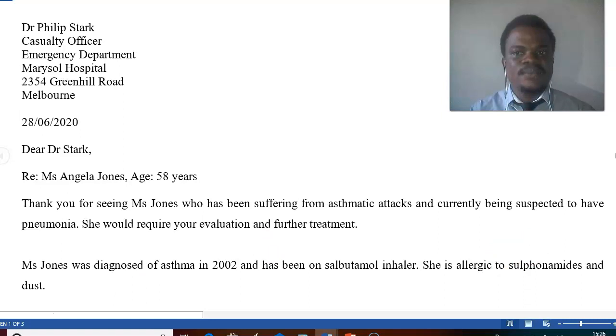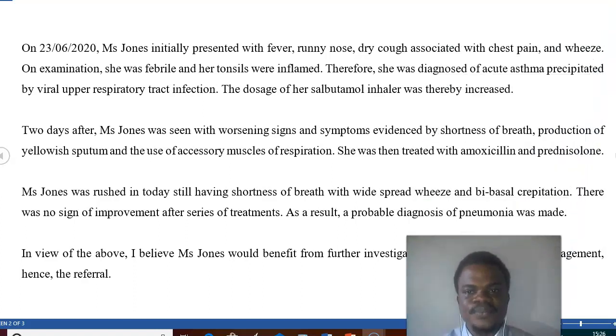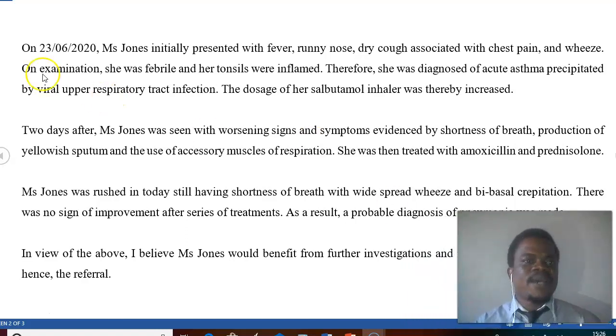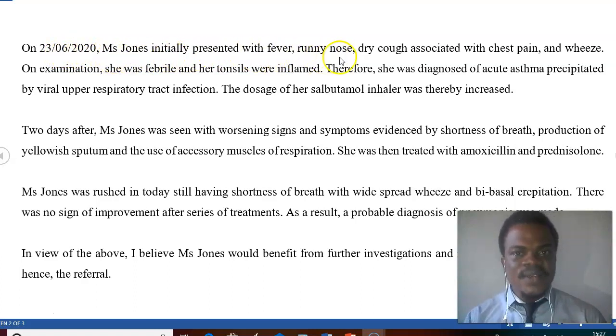Now my third paragraph. Where will I keep this now? Okay, let me just leave it here. My third paragraph is all the events that happened in the first visit: the symptoms, the clinical findings, treatment, and assessment. So let's see. "On 23rd June 2020, Miss Jones initially presented with fever, runny nose, dry cough associated with chest pain, and wheeze." That's the symptoms. "On examination, she was febrile and her tonsils were inflamed." I didn't say they were reddish and all that. I'm converting them into sentences.